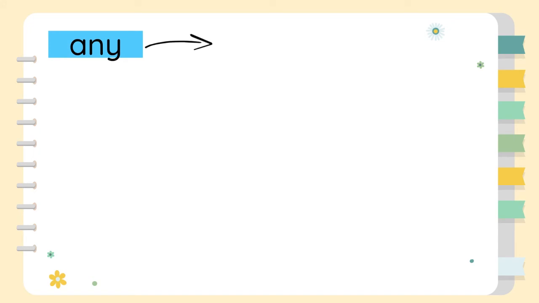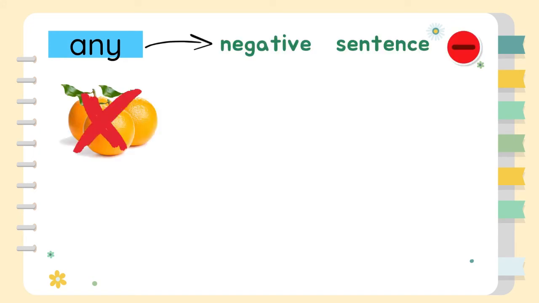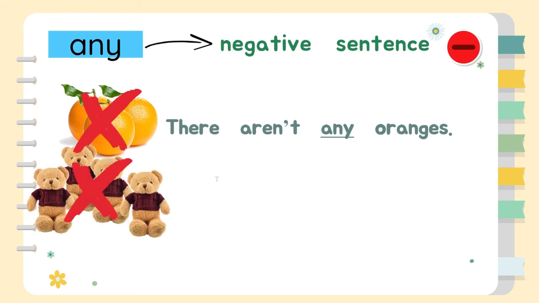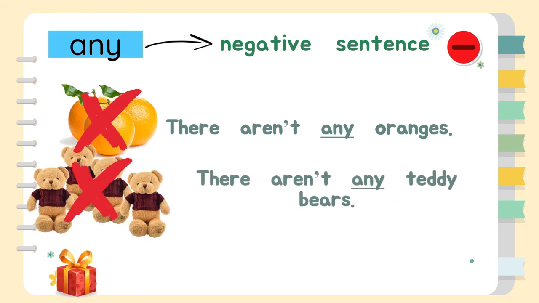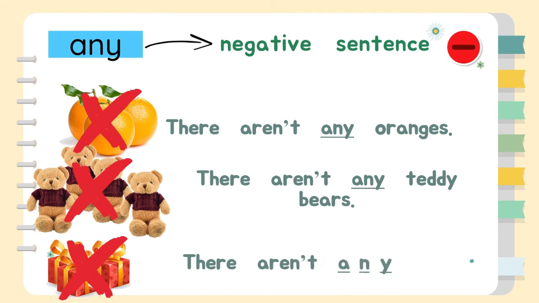Any also can be used in negative sentences. For example, there aren't any oranges. There aren't any teddy bears. There aren't any presents.